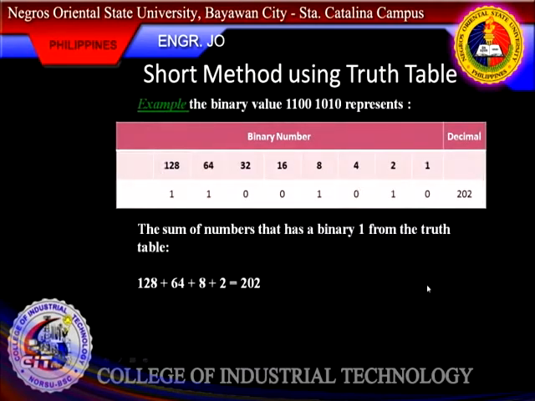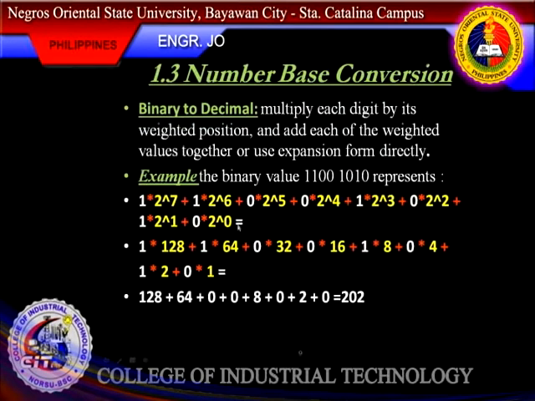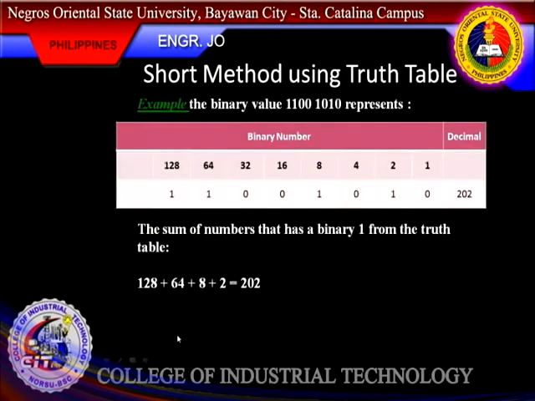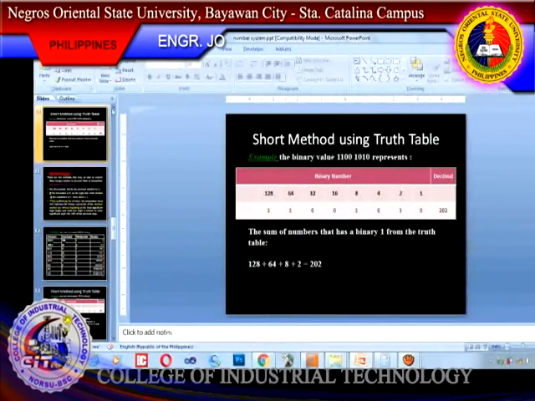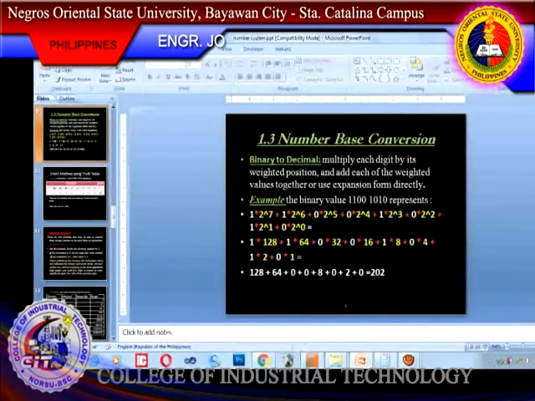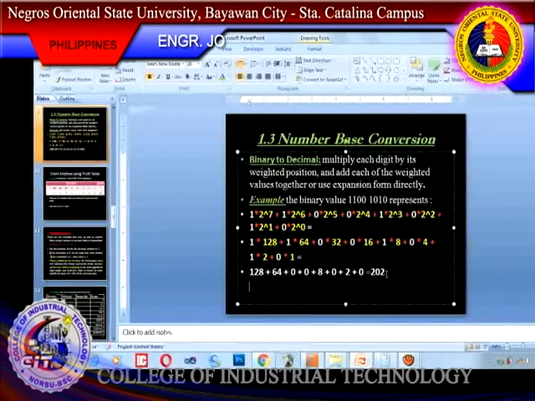Okay, so that is the long method of converting the binary 11001010 into decimal form, that is equal to 202. Therefore, the answer for this one is: binary 11001010 to the base 2 is equal to 202 to the base 10. Okay, that is our answer.